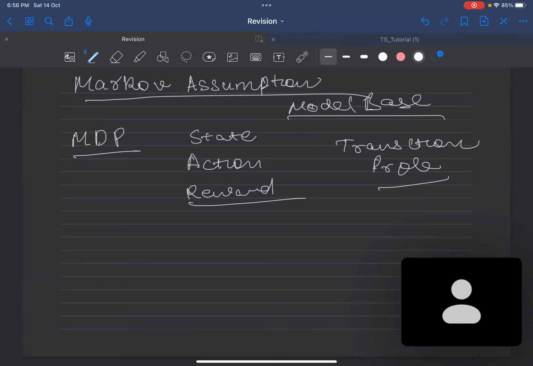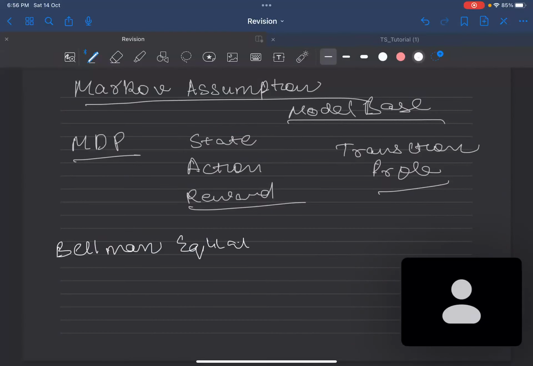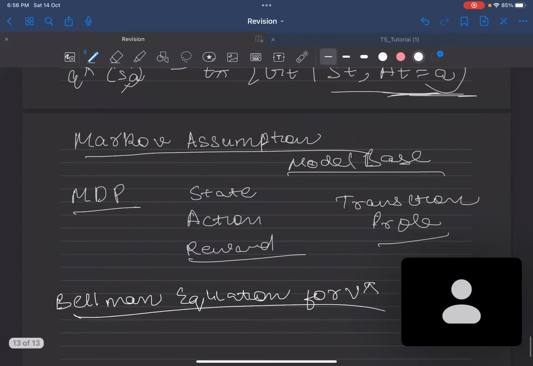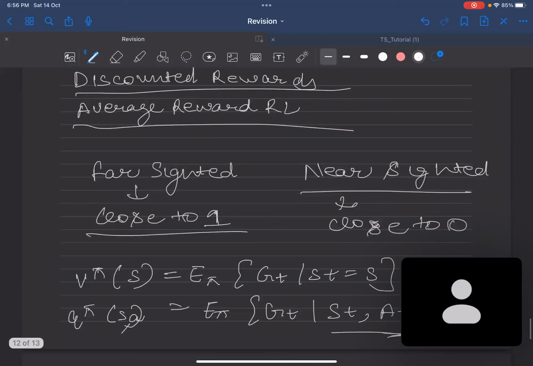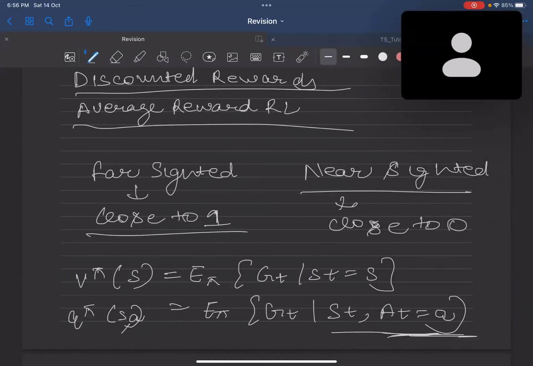Okay, now coming to Bellman equation. Madam, here one question. In the value function of V of S and Q of S comma A, are they always with reference to a policy, right? We always put policy as a superfix, correct? Yes. Always with reference to a policy, correct?